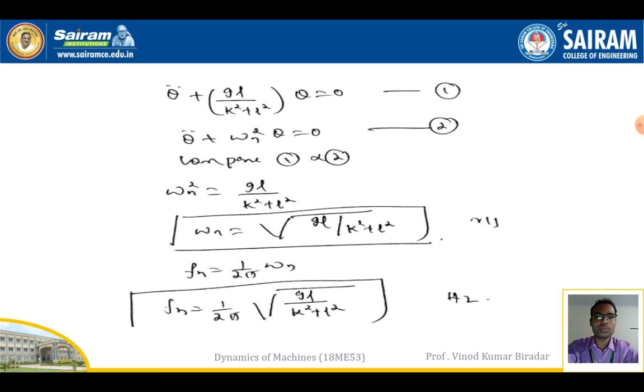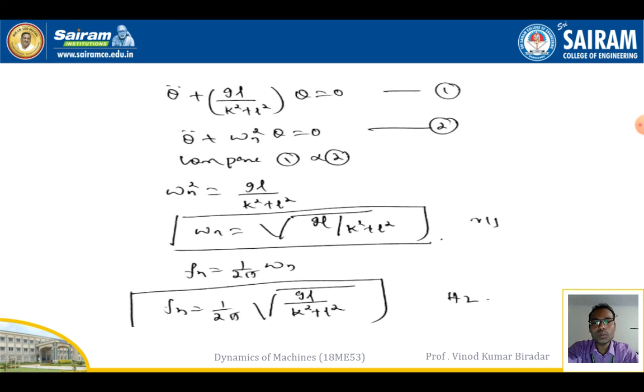We know that theta double dot plus omega n square theta is equal to 0, which is equation number 2. Comparing equations 1 and 2, we get omega n square is equal to g l divided by (k square plus l square). So omega n is equal to the square root of g l by (k square plus l square) radians per second. Once you calculate the angular frequency, you get the natural frequency f n. Omega n is angular frequency, and f n is equal to 1 by 2 pi times omega n.